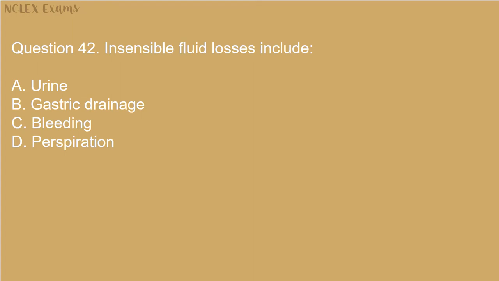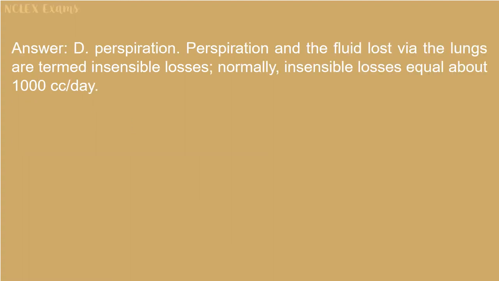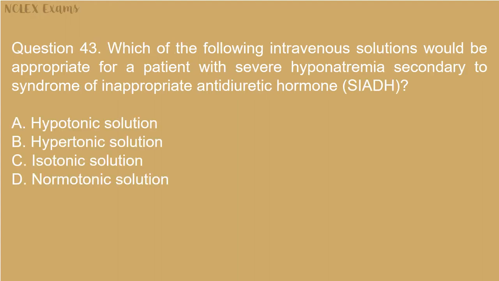Question 42. Insensible fluid losses include A. Urine. B. Gastric drainage. C. Bleeding. D. Perspiration. Answer D. Perspiration. Perspiration and the fluid lost via the lungs are termed insensible losses. Normally, insensible losses equal about 1000 cc a day.